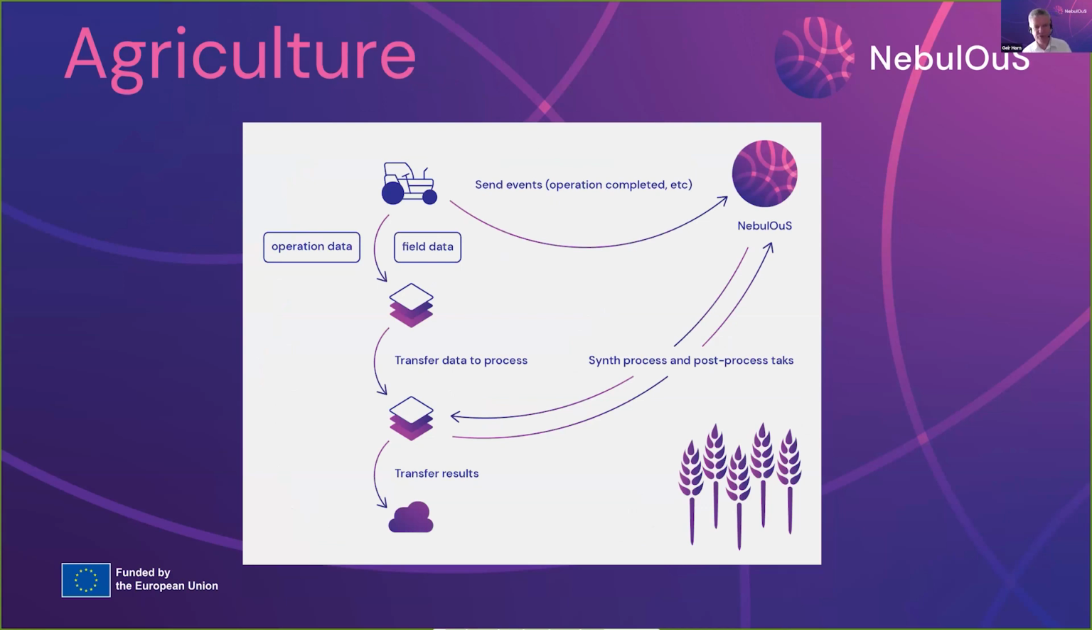Our agriculture use case is basically a workflow type application where we collect data using a tractor in the field, and these field data will then be uploaded for further processing at different stages. So the first level is edge processing, and then the results will eventually be transferred and stored in the cloud.